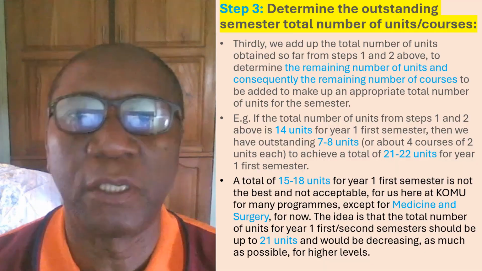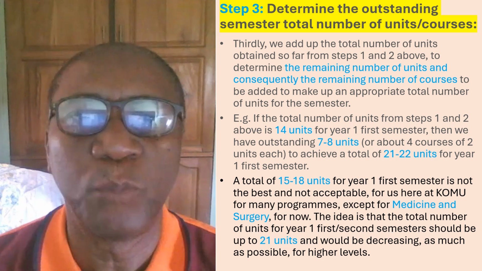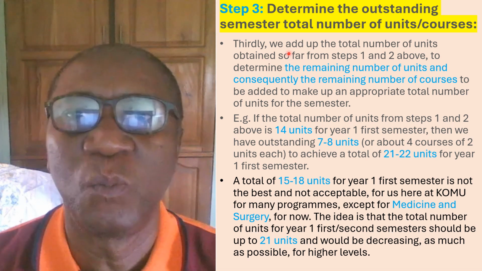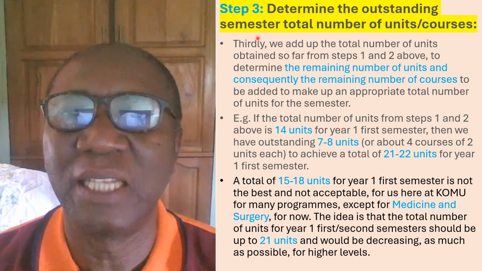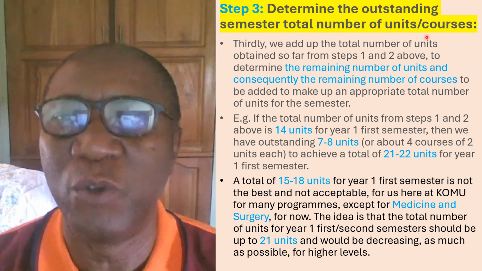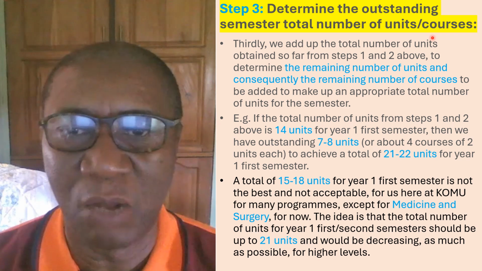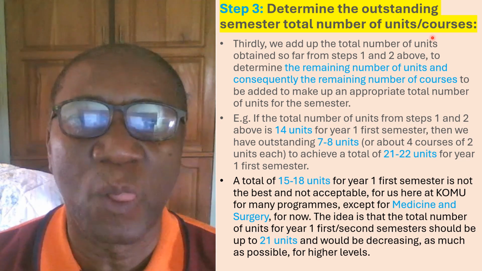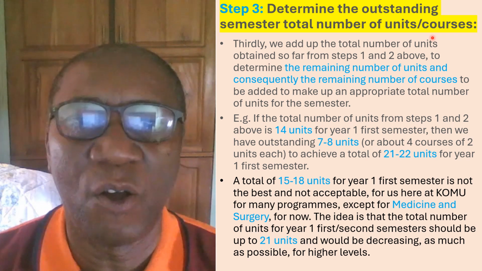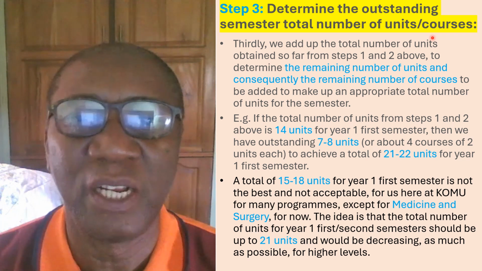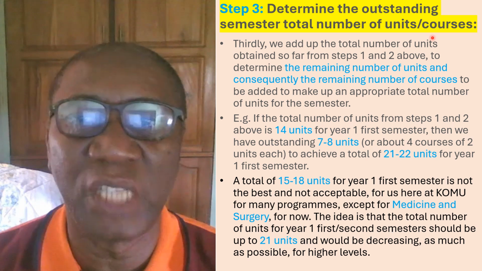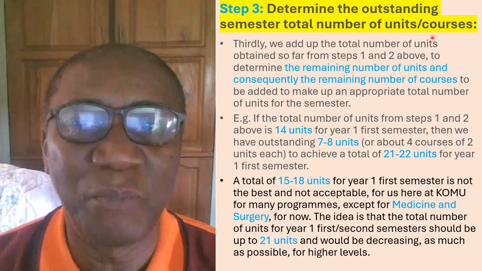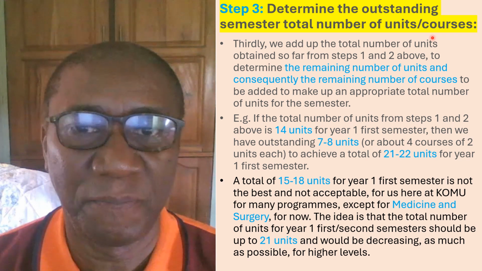And after adding those courses, then the third thing you have to do is to determine the outstanding semester total number of units and courses. Now, what did we do in step 1 and 2? Step 1, we collected all the 70% compulsory CCMAS courses. Step 2, we still added our own compulsory 30% GST courses.